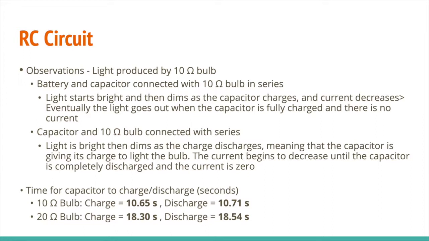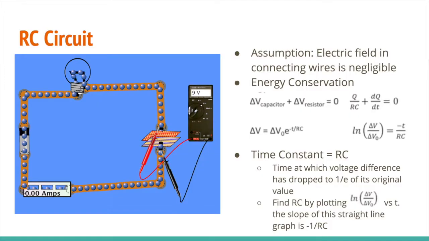The times for the capacitor to charge and discharge are as follows. For the 10 ohm bulb, the charge was 10.65 seconds and the discharge was 10.71 seconds. For the 20 ohm bulb, the charge was 18.30 seconds and the discharge was 18.54 seconds. In this part of the lab, I utilized the assumption that electric field in connecting wires is negligible and the formulas associated with energy conservation as shown to the right.